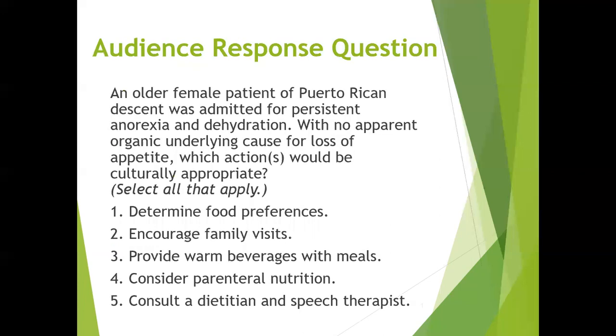Audience response question number 2. I'm going to read it and then I will give you some time to respond. An older female patient of Puerto Rican descent was admitted for persistent anorexia and dehydration with no apparent organic underlying cause for the loss of appetite. Which action would be culturally appropriate? 1. Determine food preferences. 2. Encourage family visits. 3. Provide warm beverages with meals. 4. Consider parenteral nutrition. Or 5. Consult a dietitian and speech therapist.